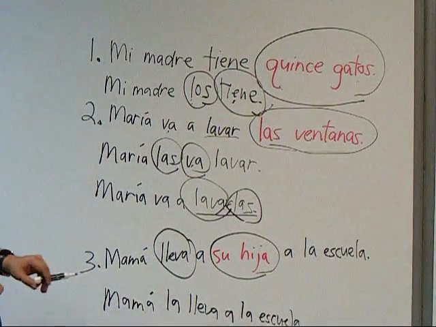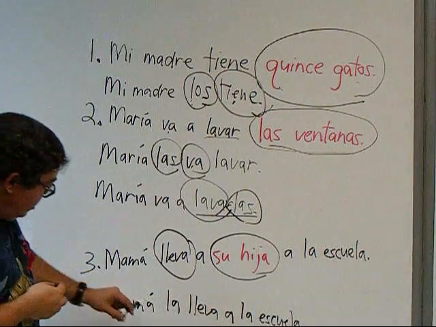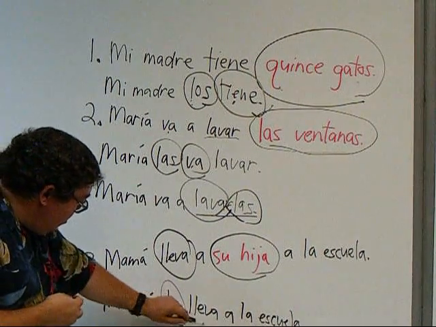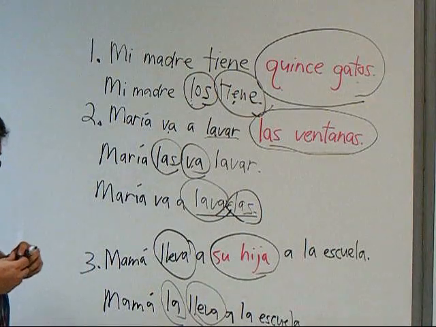And then in this last one, we didn't have an infinitive there, so we just put our direct object pronoun right before the conjugated verb lleva.